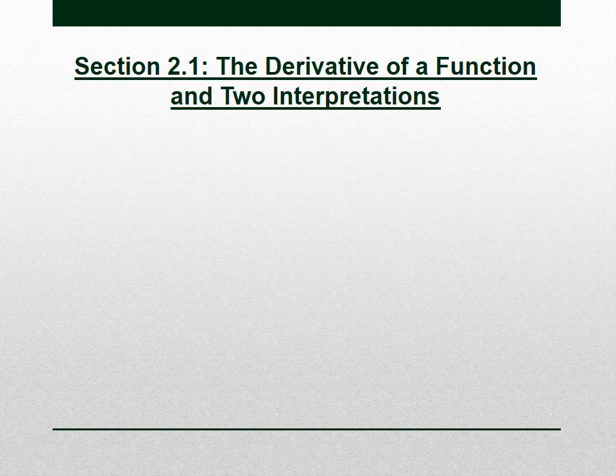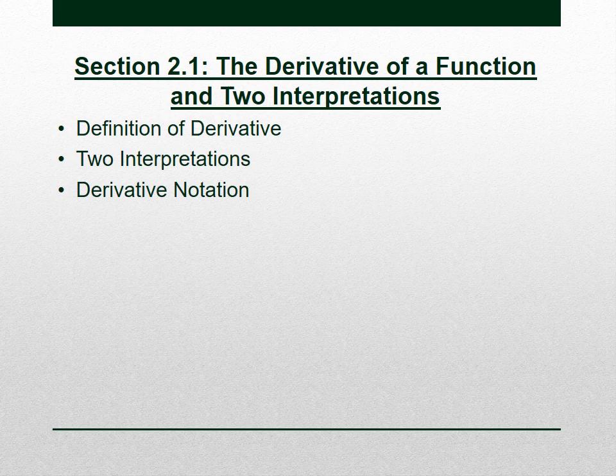So 2.1, it's over the derivative and two interpretations of that derivative. We'll also talk about some important derivative notation. So we'll start with the definition of the derivative, the limit definition of the derivative, as we'll call it. Then we'll go into the rules of differentiation, all of our shortcuts and things like that. And we'll talk about marginal change, which will be a reoccurring theme throughout all the rest of the following chapters.